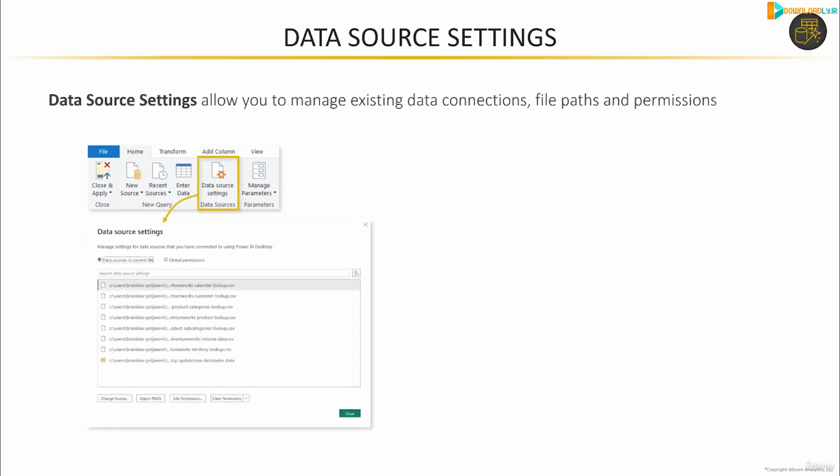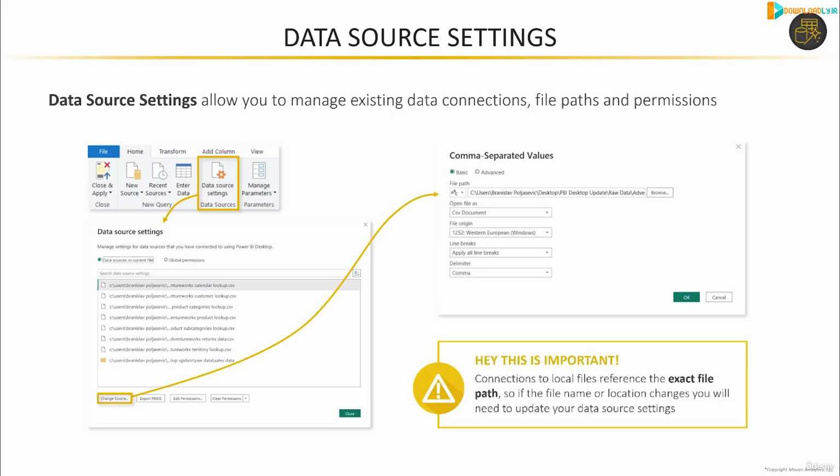And that basically allows you to view and manage all of the individual connections in your Power BI file. So in this example that we're looking at here, we've got connections to a number of individual CSV files, as well as a folder down there at the bottom of the list. Now, the critical concept to understand about the data source settings is that when you make a connection to a local file, a file that's located on your computer, Power BI will basically take a snapshot of that exact file path and the exact file name.